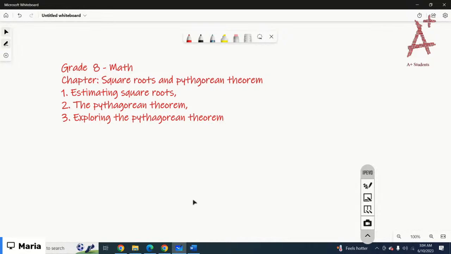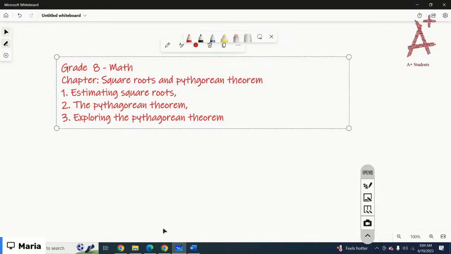We are here for grade 8 maths. So we're going to start with the chapter Square Roots and Pythagorean Theorem. The lessons we're going to cover today are estimating square roots, the Pythagorean theorem, and exploring the Pythagorean theorem. So let's just start with the first lesson.